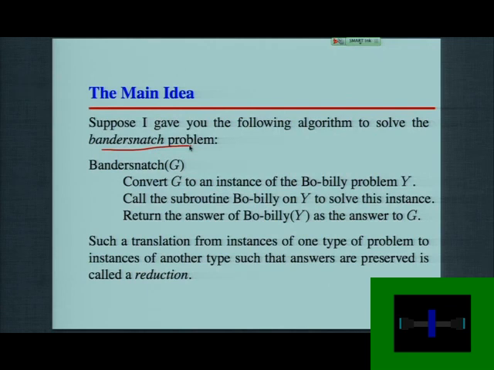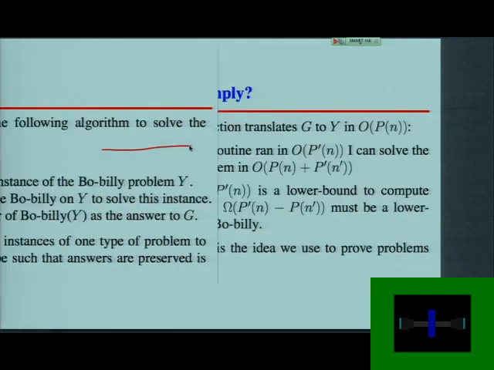How many people don't get that idea? Any questions about it? Okay? So from now on, we're only going to talk about decision problems. And this might make you a little queasy.